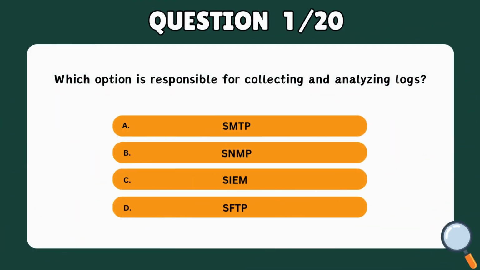Question 1. Which option is responsible for collecting and analyzing logs? A. SMTP, B. SNMP, C. SIEM, D. SFTP. Correct answer C. SIEM.